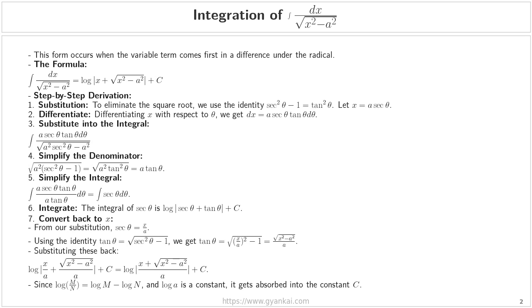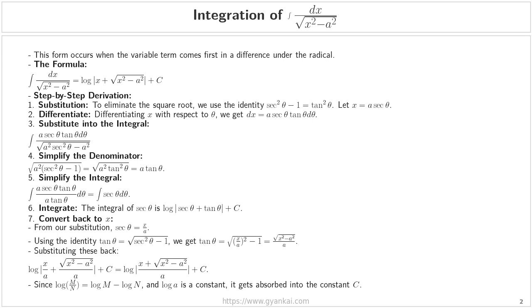Step 7, convert back to x. Now we need to express our answer in terms of x again. Remember, we initially substituted x equals a secant theta. So, secant theta equals x over a. Next, we need to find tangent theta. We know that tangent theta is the square root of secant squared theta minus 1. Substituting x over a for secant theta, we get tangent theta equals the square root of x over a squared minus 1, which simplifies to the square root of x squared minus a squared, all over a.